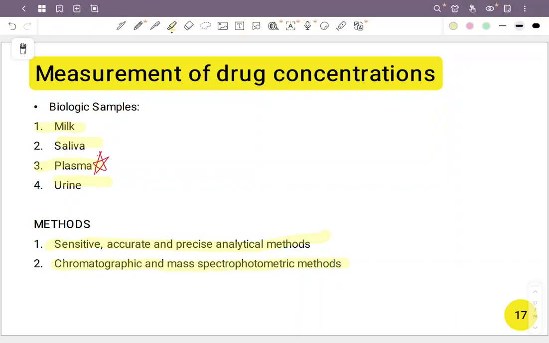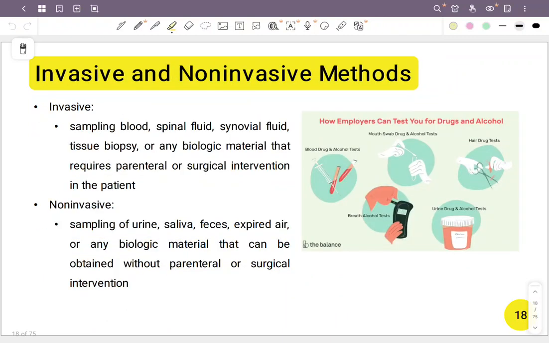Then kana siya, di na nato i-elaborate, kay naa naman na siya sa QC. So, main idea din, the biologic samples na ginagamit nato to measure drug concentrations are milk, saliva, plasma, and urine. Then, ang pinaka ginagamit is our plasma.